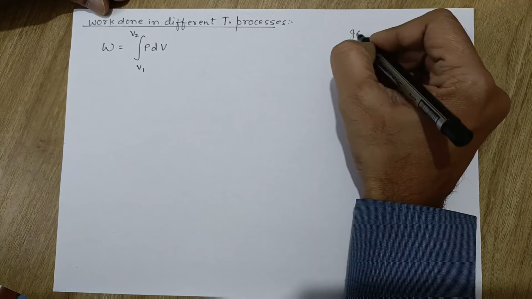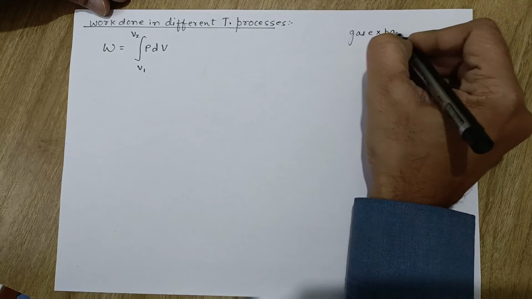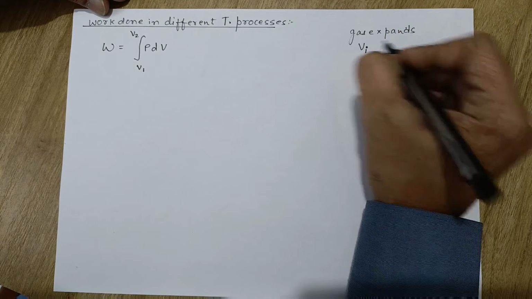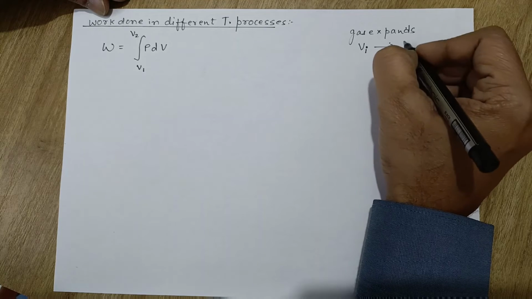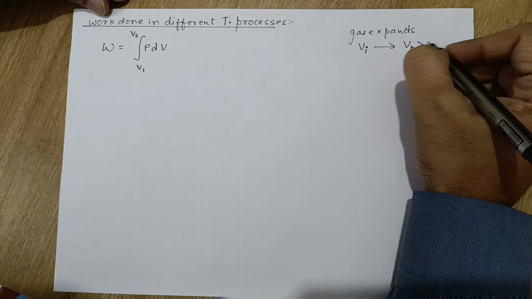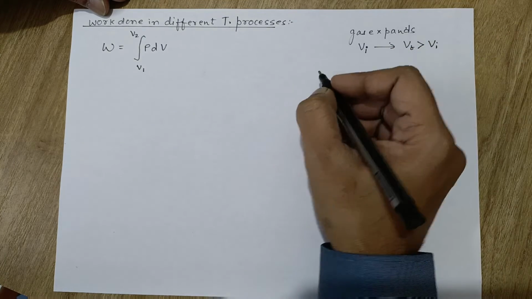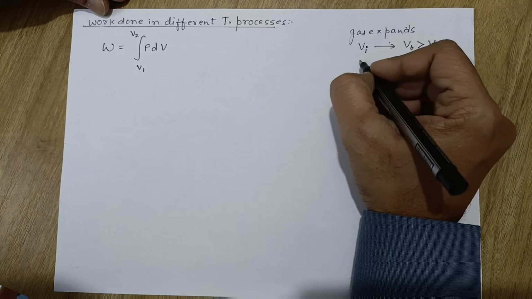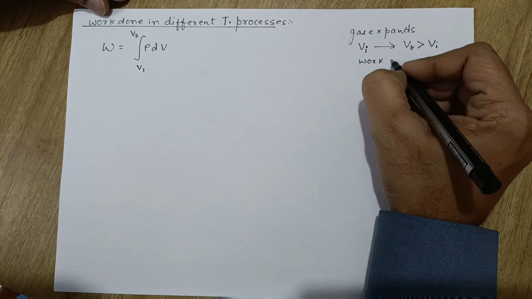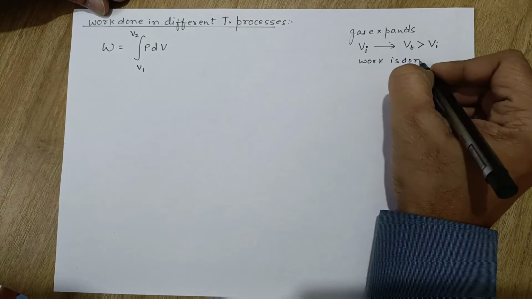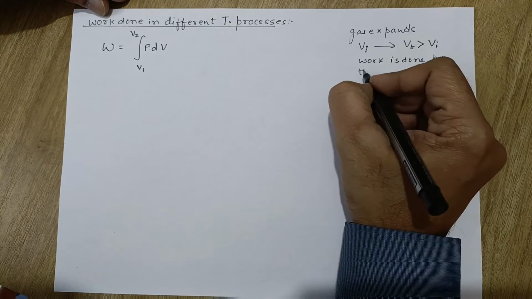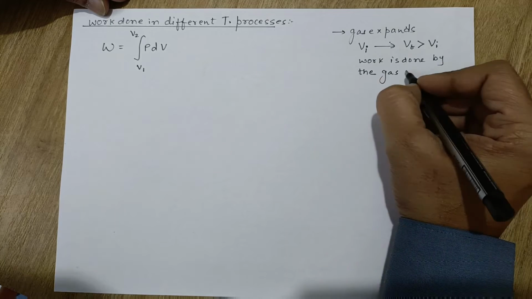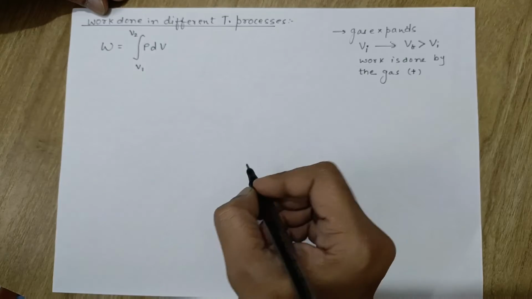Okay, and some basic things before we go ahead. Suppose the gas expands, from V initial to V final. That means V final is definitely greater than V initial. The volume of the gas increases. In this case, we say that the work is done by the gas, and this work done we consider positive.